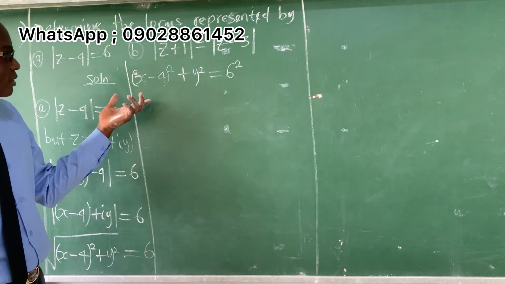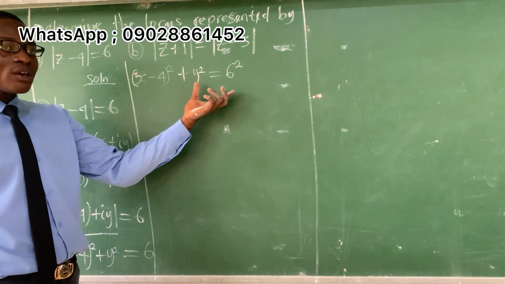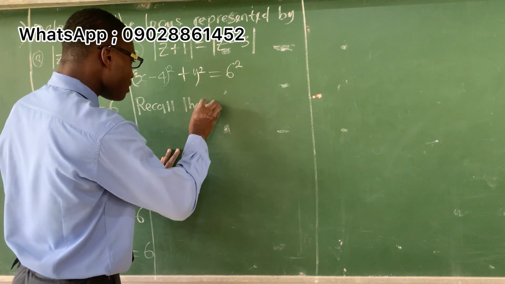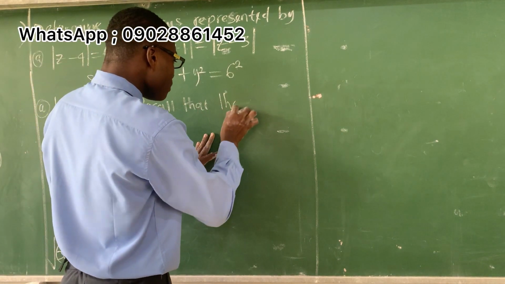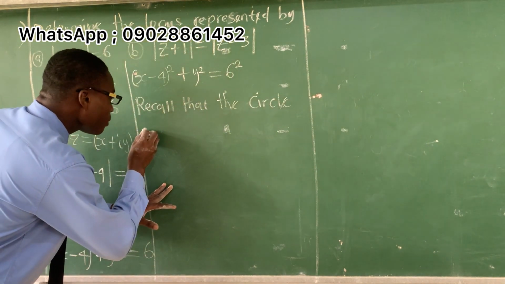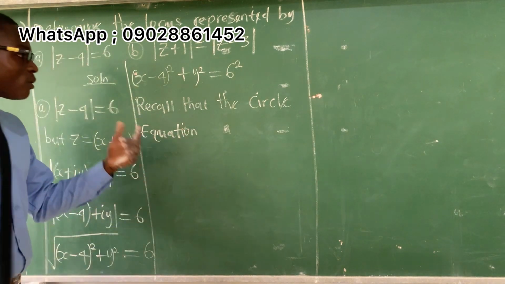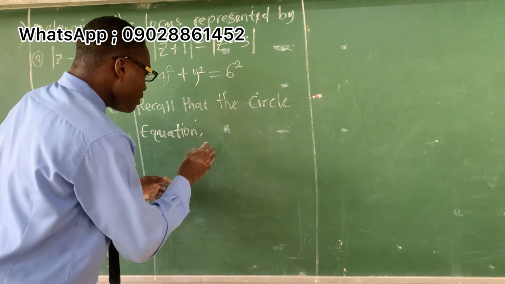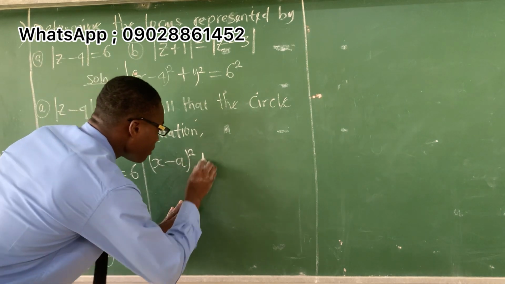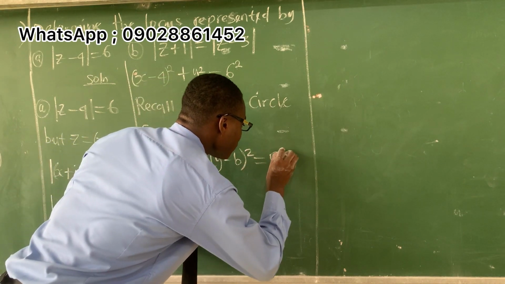If you look at this carefully, you are going to see that this is the same thing as the equation of a circle. Recall that the circle equation is given by (x minus a) all squared plus (y minus b) all squared equals r squared.